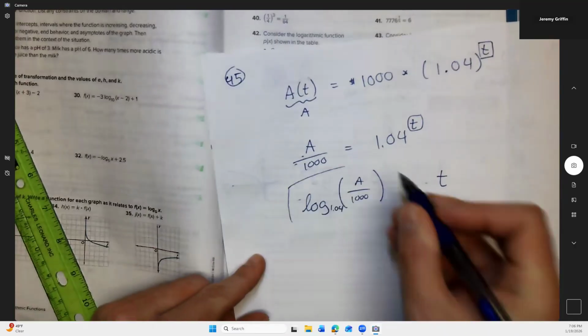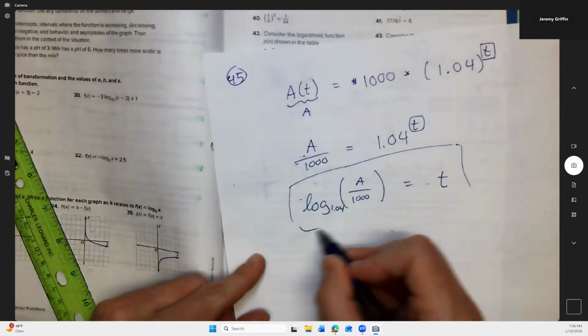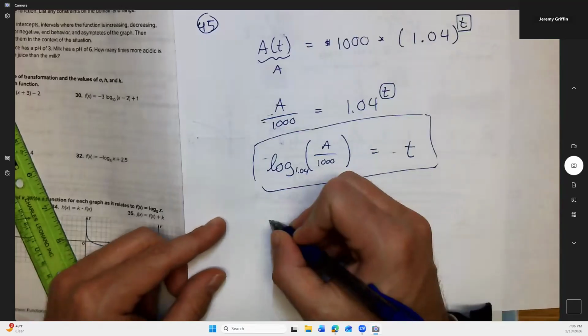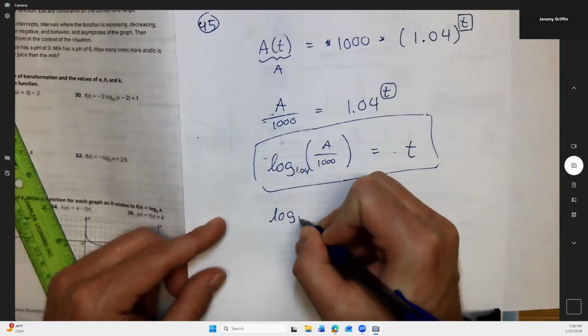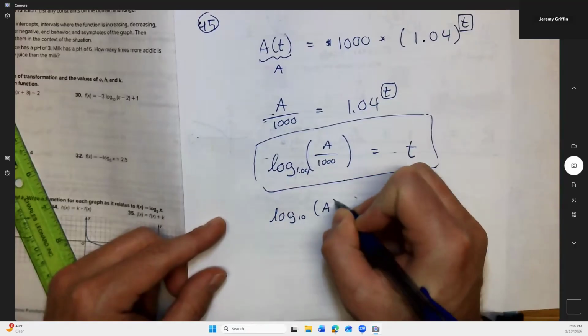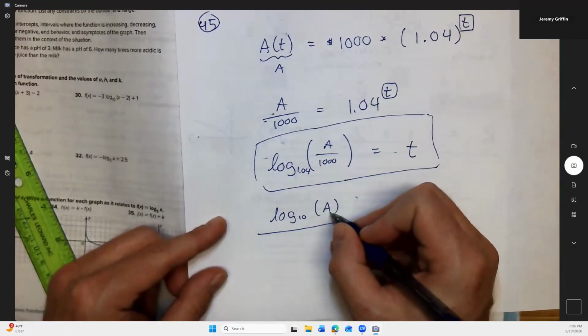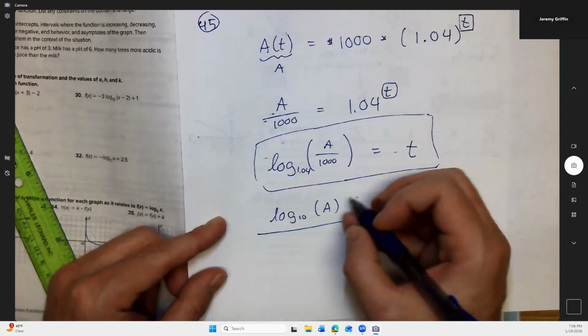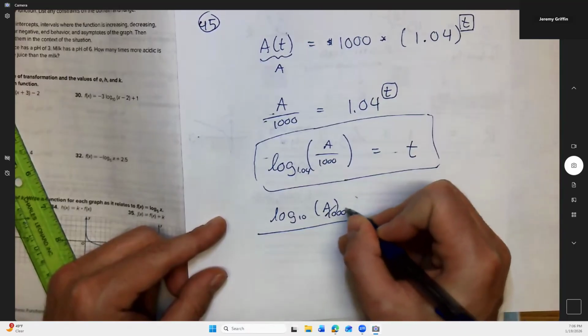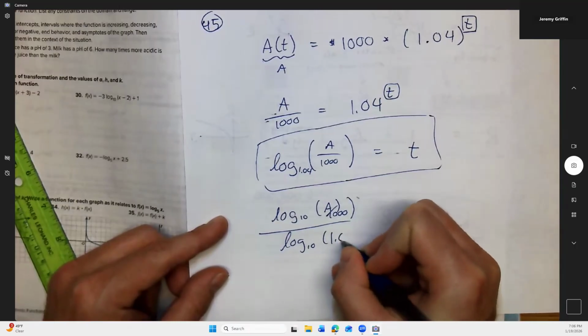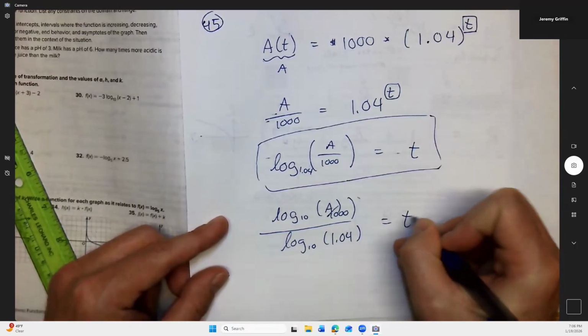This is probably what the book is looking for, but that's not so nice in the calculator, so let's make that nice in the calculator. So I'm going to switch to log base 10 of A over 1,000, all divided by log base 10 of 1.04. That's also t.